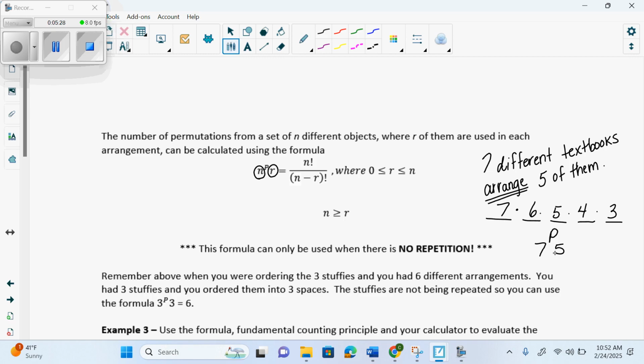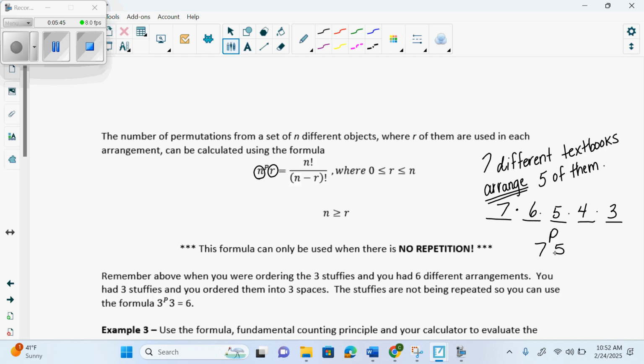Not for combination. For permutation. Does that make sense? So it's the same thing. It's only if you go down by 1 each time. If you went 7, 6, 4, 3, 1, you can't use it. Right? It's going down by 1 each time.